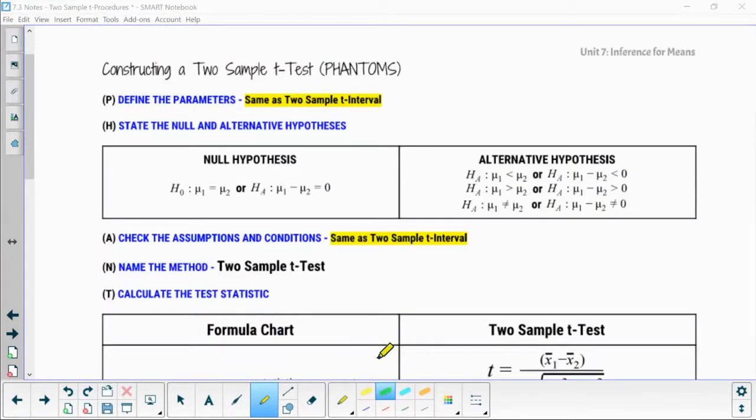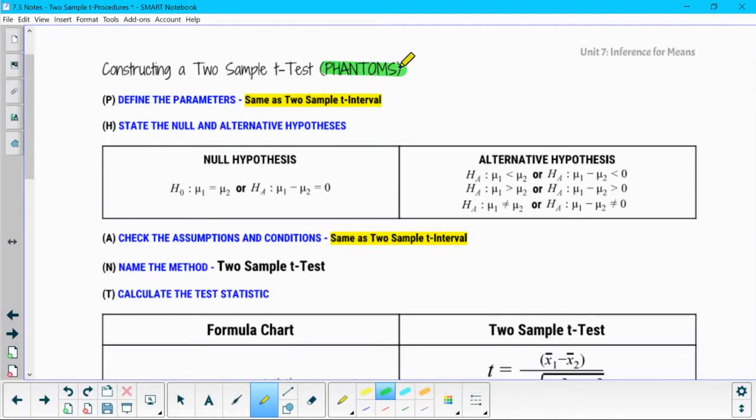Okay, now let's move on to constructing a 2-sample t-test, which is going to follow the steps of PHANTOMS. First thing we do is define our parameters, and that's going to look exactly as it did for the interval, mu1, mu2. Then we state our hypotheses, and in your hypotheses, you have 2 options. You can say mu1 is equal to mu2, or mu1 minus mu2 is equal to 0.